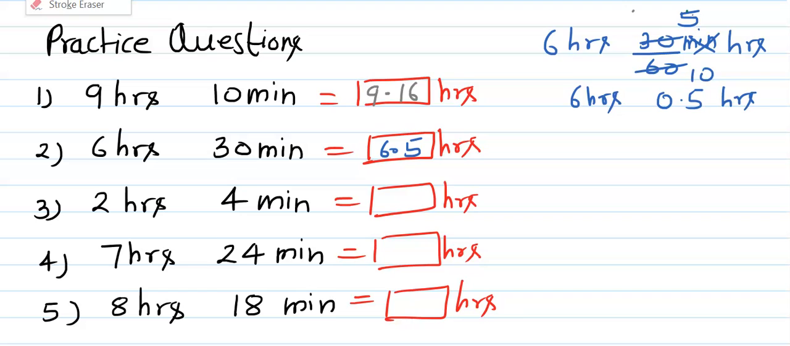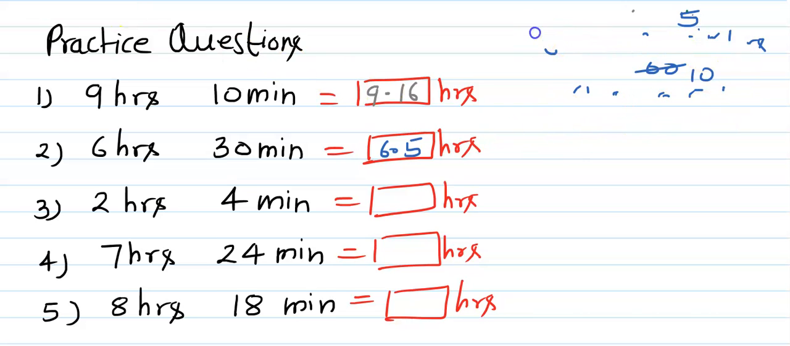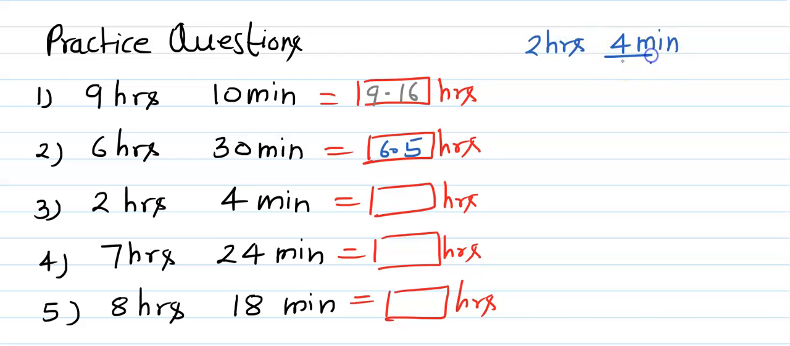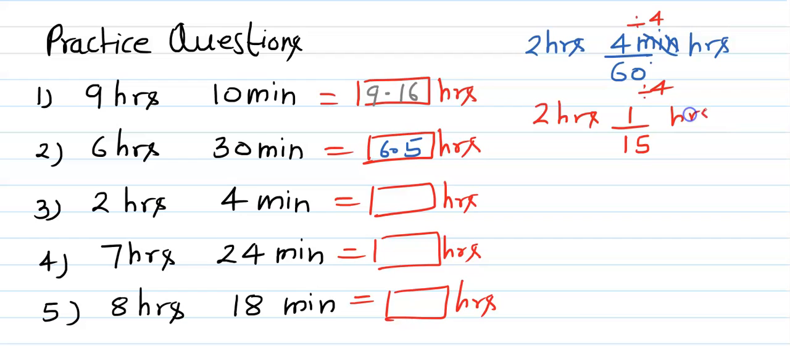Okay, let's go for the next question. Here it is 2 hours and 4 minutes. Okay, so let's write down here 2 hours and 4 minutes. To convert minutes into hours, you divide by 60. So minute has converted into hours. Can we make 10 here? No, we can't make 10 here. So let's simplify. So 4 divided by 4 here and divided by 4 here. So we got 2 hours, and it is 1. 60 divided by 4 is 15. Okay, 1 by 15 hours.